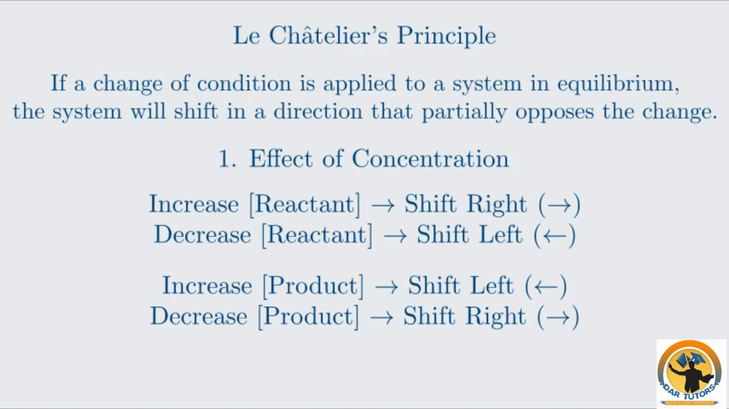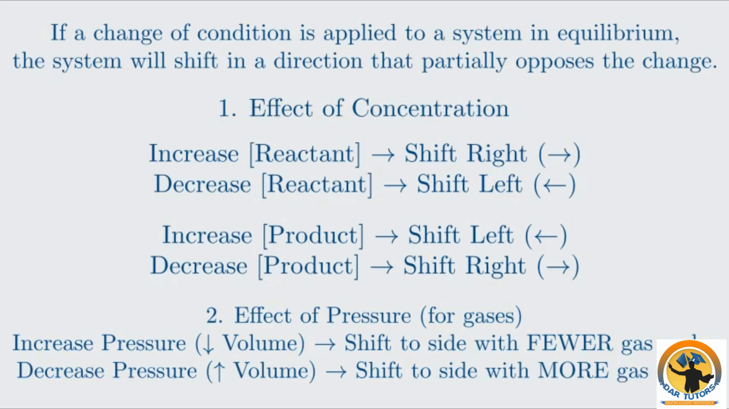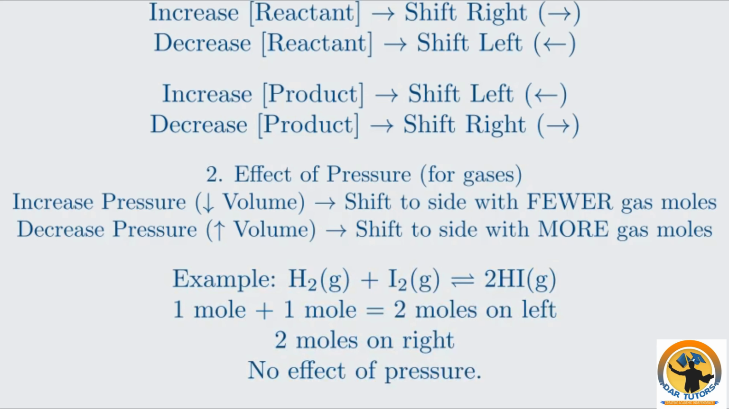The second type of change is the effect of pressure, but this only applies to reactions involving gases. If you increase the pressure by decreasing the volume, the system shifts to reduce that pressure. It does this by favoring the side of the equation with the fewer total moles of gas. By producing fewer gas molecules, the pressure decreases. A decrease in pressure has the opposite effect. Importantly, if the number of gas moles is the same on both sides, a change in pressure will have no effect.